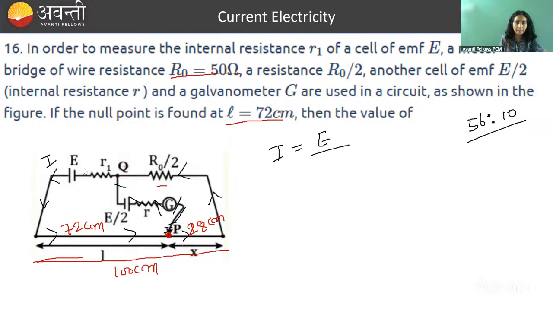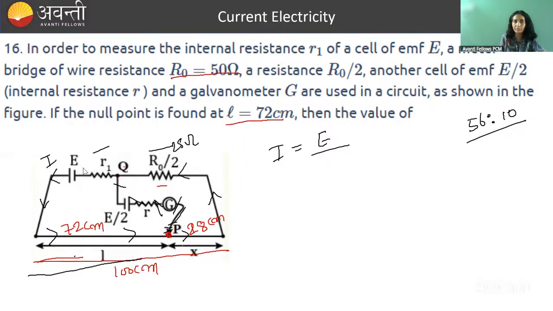So this loop has resistance here R1, here R0 by 2, and here this complete is R0. That complete meter bridge wire is of resistance R0. That is equal to 50 ohm. So this is 50 ohm. This will be 25 ohm.